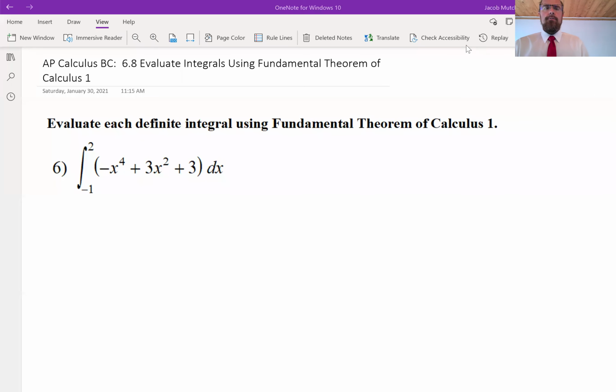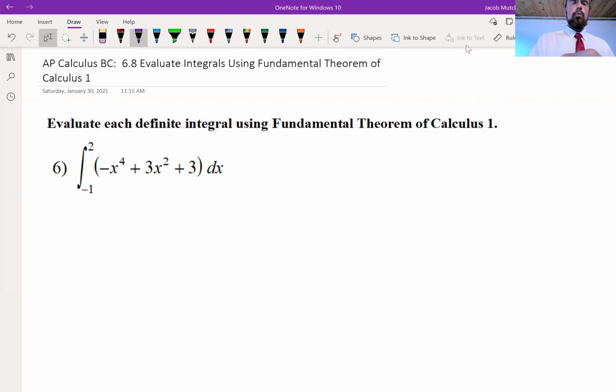Welcome to Calculus. Today we will investigate evaluating integrals using the Fundamental Theorem of Calculus, number 1. We'll take a look at 3 examples. As we look at this number 6, the integration from -1 to 2 of the function negative x to the 4th plus 3x squared plus 3 dx, we do want to apply the Fundamental Theorem of Calculus 1.